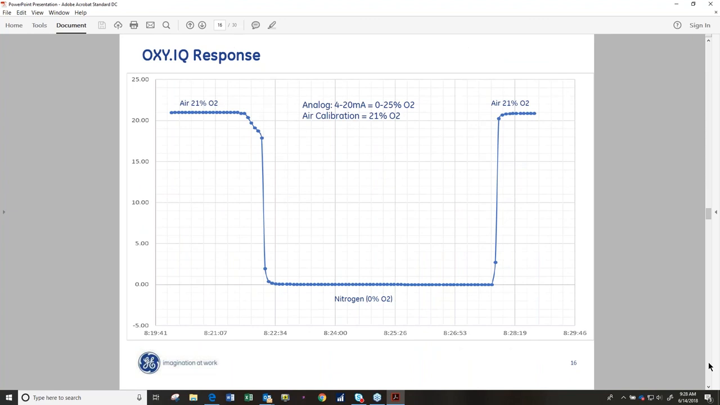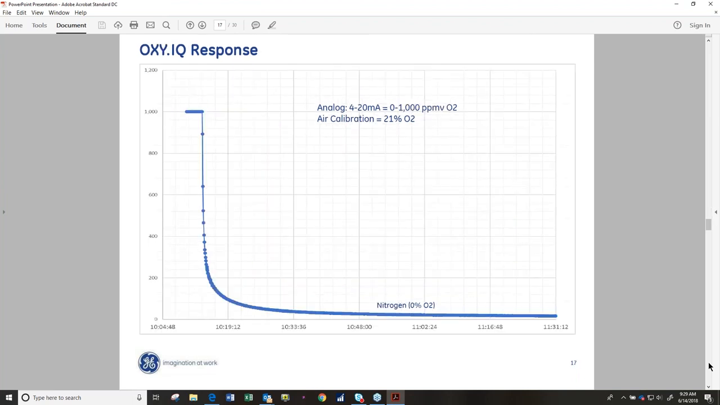So here we just see the response of it, the step change from 21%, a little bit slower than the other sensor, but certainly a very good sensor. And likewise, you can see that the upward step change is a little bit faster. So here we did a step change in about 5 to 6 minutes. Next slide.